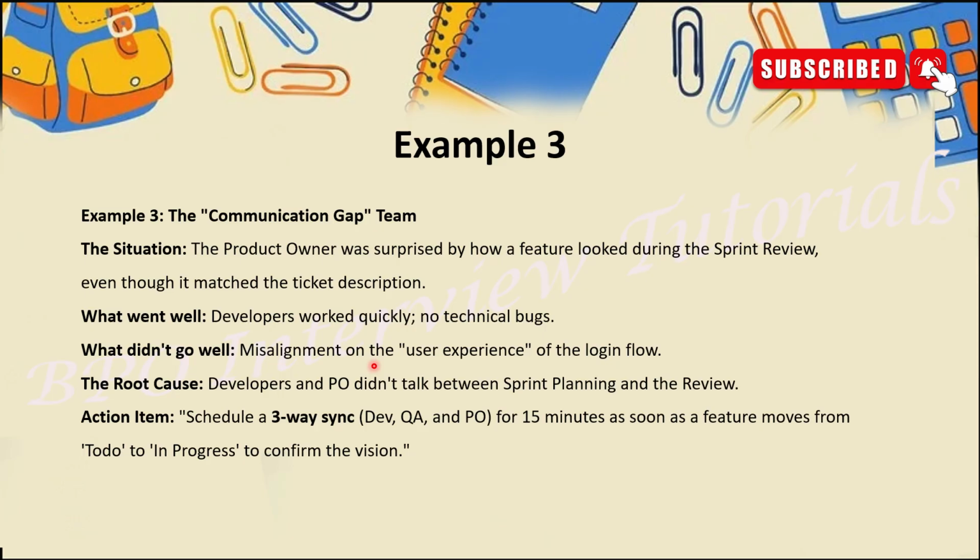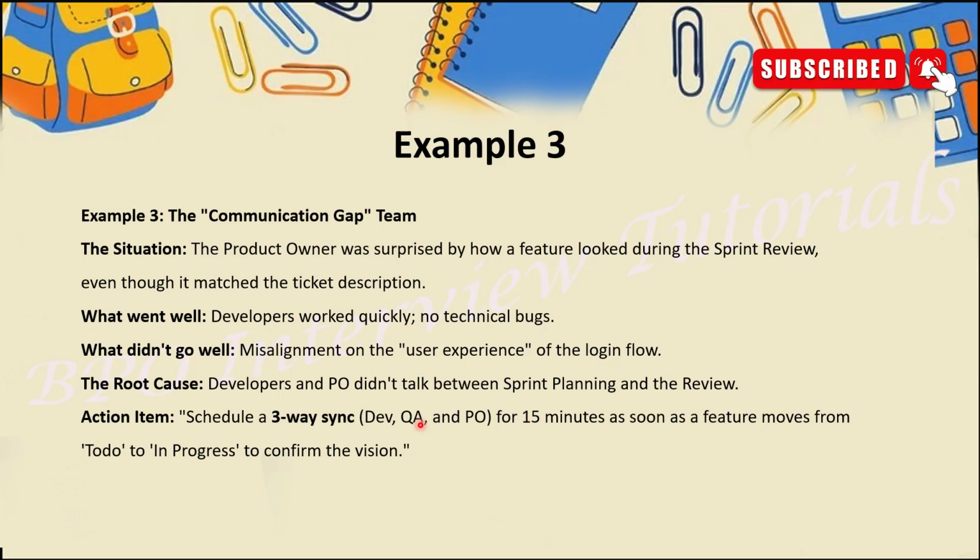Okay, what went well? Developers worked quickly, no technical bugs. What did not go well? Misalignment on the user experience of the login flow. Something at the design level, the user experience, did not go well. The root cause: developer and PO did not talk between the sprint planning and the review. So there was a communication gap. The developer team completed their work, but it was not as per the request from the product owner, due to the lack of clear communication.